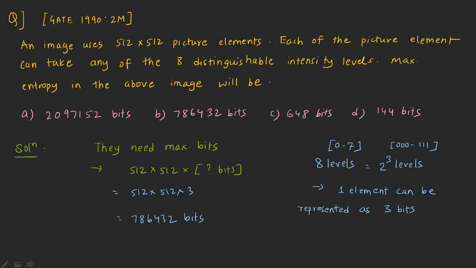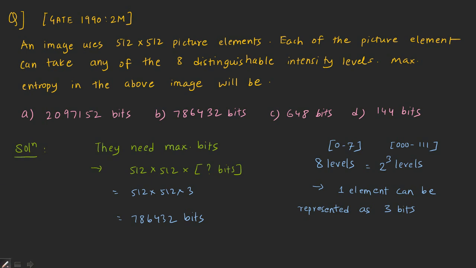So now let's move forward to the next question, GATE 1992, 2-mark question. An image uses 512 into 512 picture elements. Each of the picture elements can take any of 8 distinguishable intensity levels. The maximum entropy in the above image will be, so you have the options.